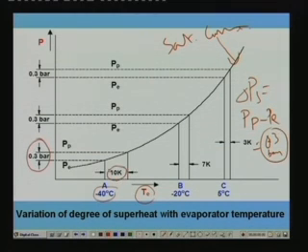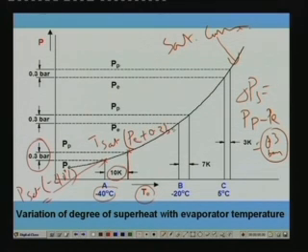How do you get this degree of superheating of 10 Kelvin? All that you have to do is find out this pressure, which corresponds to the saturation pressure at minus 40 degrees centigrade. Then you have to get this temperature, which is nothing but the saturation temperature at evaporator pressure PE plus 0.3 bar. So in one case you use the temperature to find the saturation pressure, and for finding the superheat temperature you use the pressure values and then find this temperature. The degree of superheat is nothing but this temperature minus this temperature. So at minus 40 degrees centigrade the degree of superheat is 10 Kelvin.